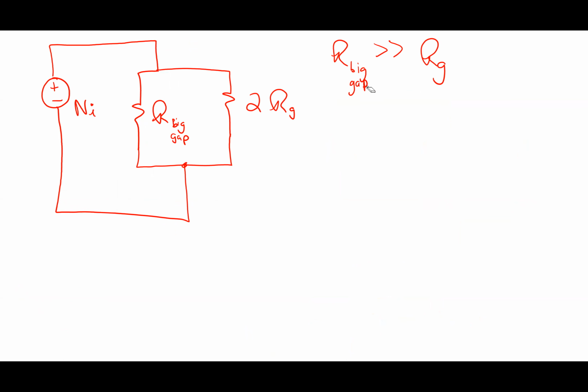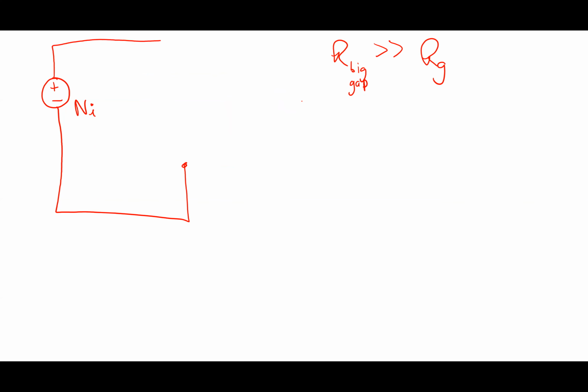If our big gap is much bigger than RG, this is like saying I have 100 kiloohms in parallel with a kiloohm. What's the combined resistance? It's basically 1 kilohm, the smaller of the two. If they're in series, it's the big one that matters. When they're in parallel, it's the little guy that takes over. So basically, that whole thing becomes this. I took that weird looking device and turned it into that.